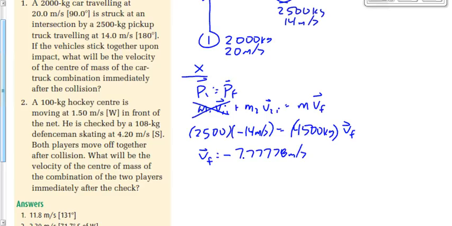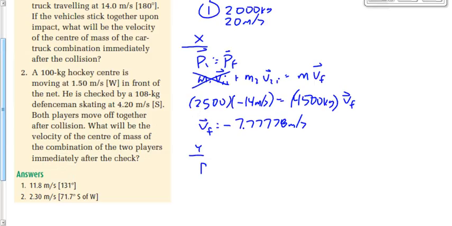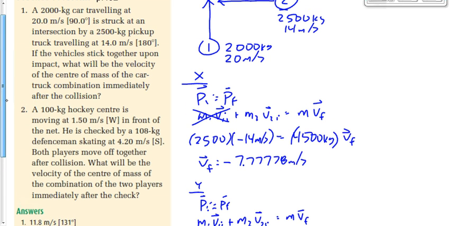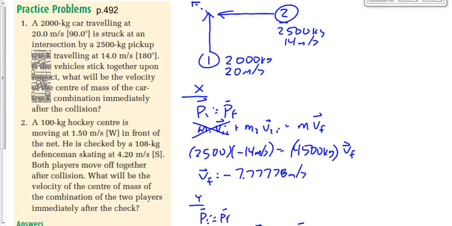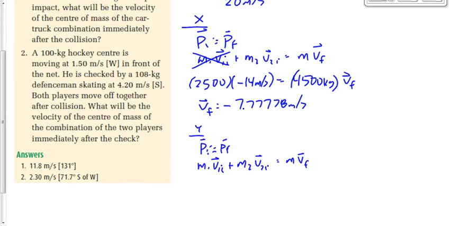Now we need to do the y component, the second of the 3 problems. For the y component, once again, we're going to say pi equals pf. We have 2 objects before the collision. We have 1 object after the collision. Scroll up here so we can see this diagram again. M1, 2,000 kilograms. Mitchell, what's v1i? 20 meters per second. Okay, we're not ignoring that this time because we're looking at the y component.